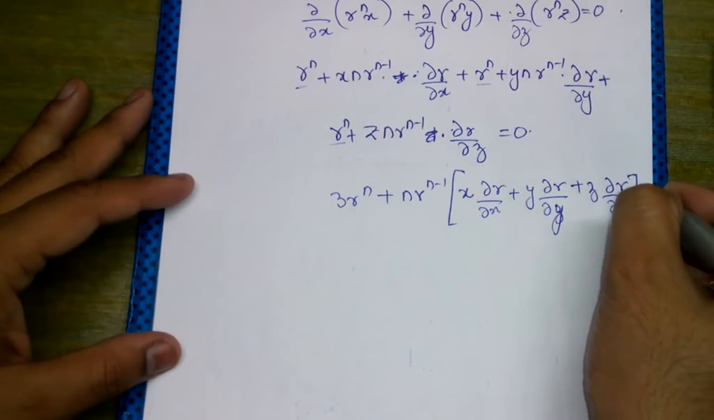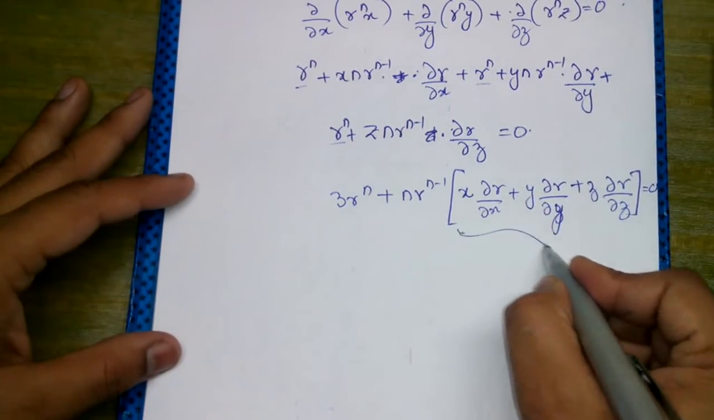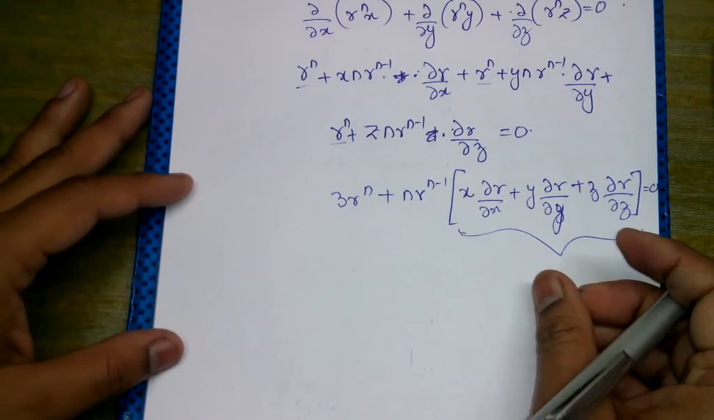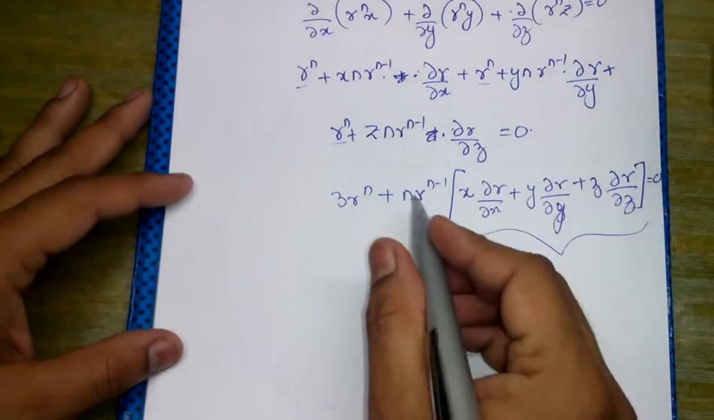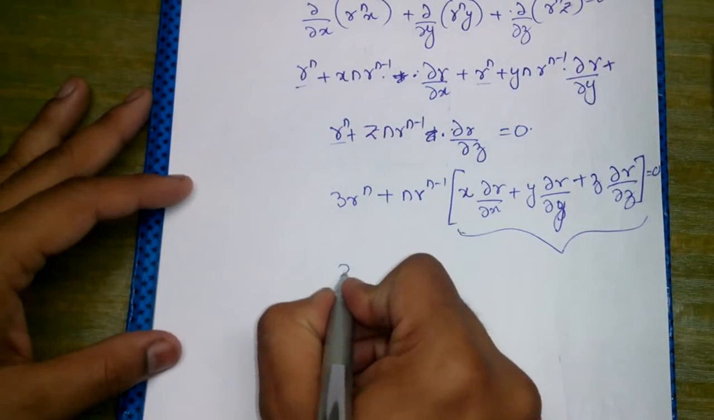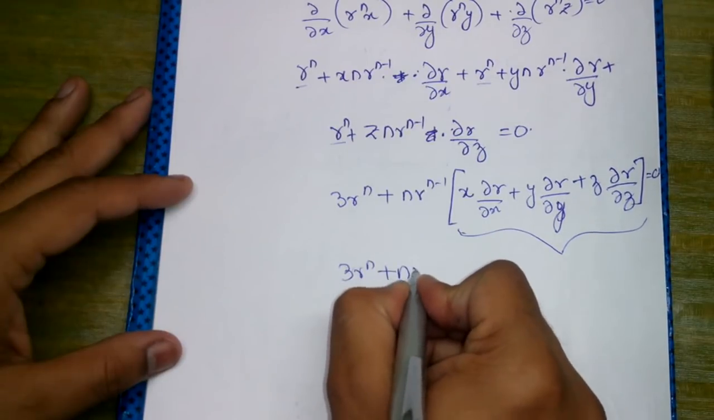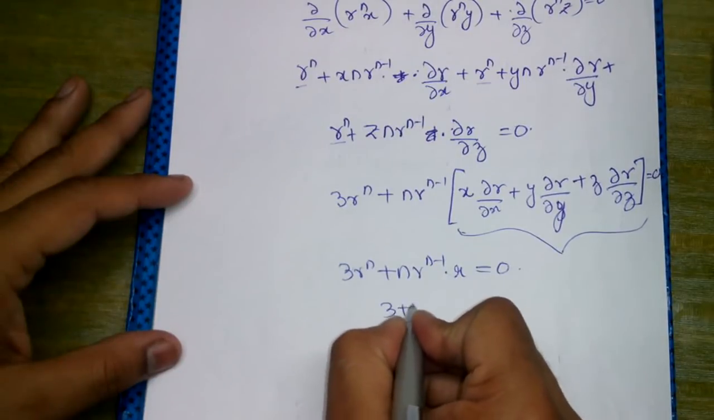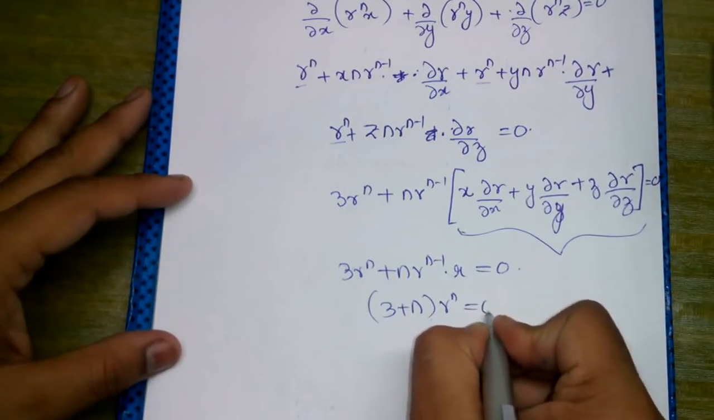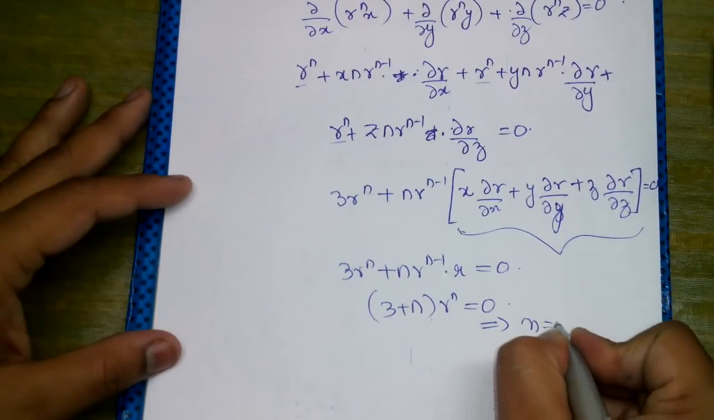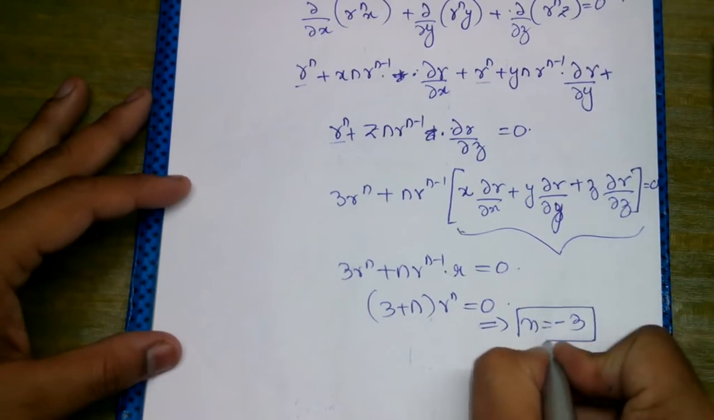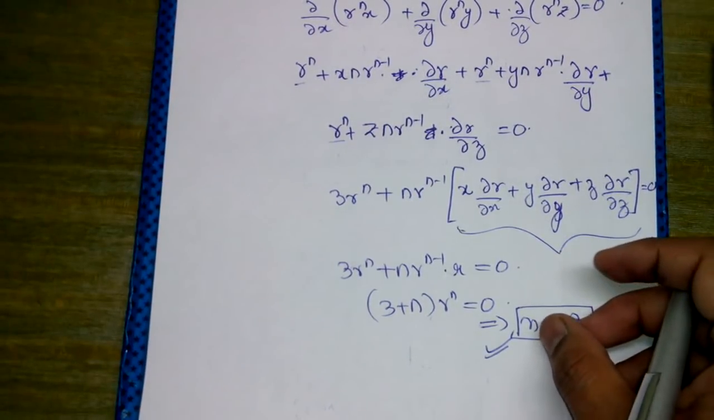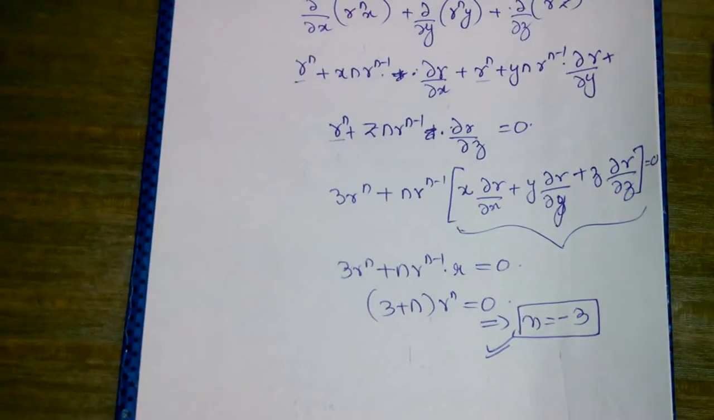This is equal to 0. So actually this part is nothing but it is representing the vector r. It is representing simply r. So we will write it down that 3r to the power of n plus n r^(n-1) dot r is equal to 0. So (3 plus n) r to the power of n is equal to 0. And from here we will find the value of n is minus 3. So this is an important question where we have to evaluate the value of n such that it is coming out to be minus 3.